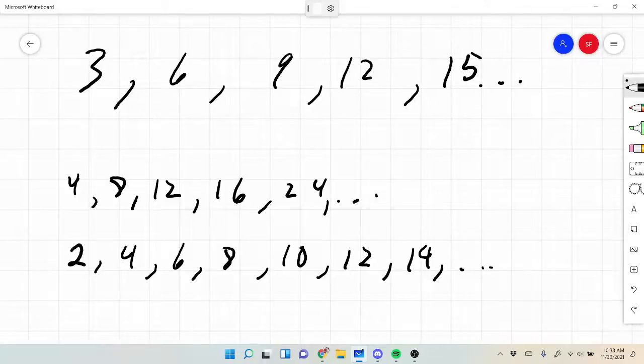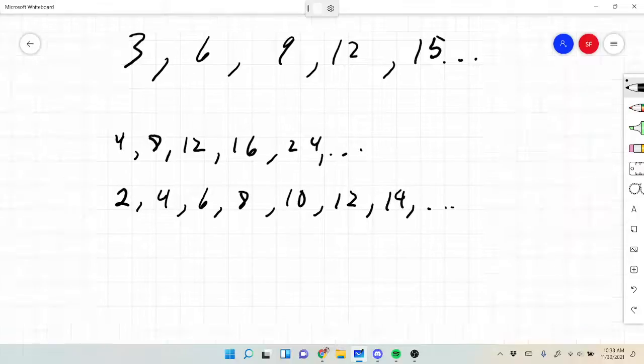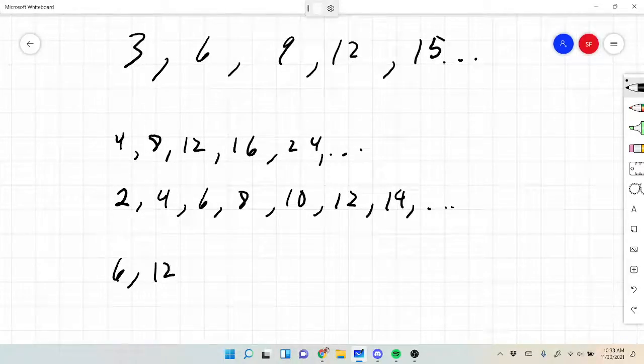Etc. Let's pick one more. What are multiples of 6? 6, 12, 18, 24, 30, whatever. Plenty. These are all the multiples of, well, not all. These are the first few multiples of 3. These are the first few multiples of 4. These are the first few multiples of 2. These are the first few multiples of 6, right?